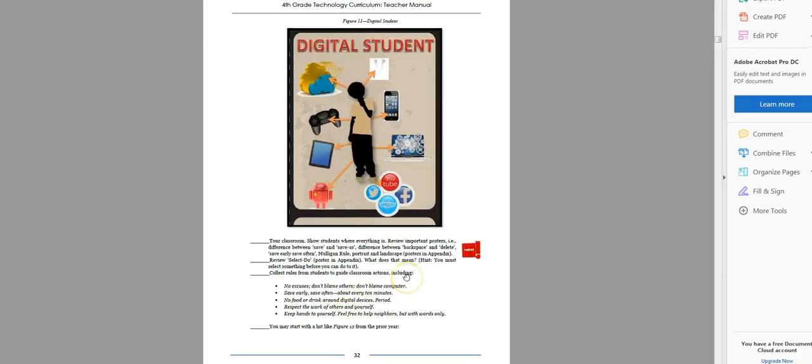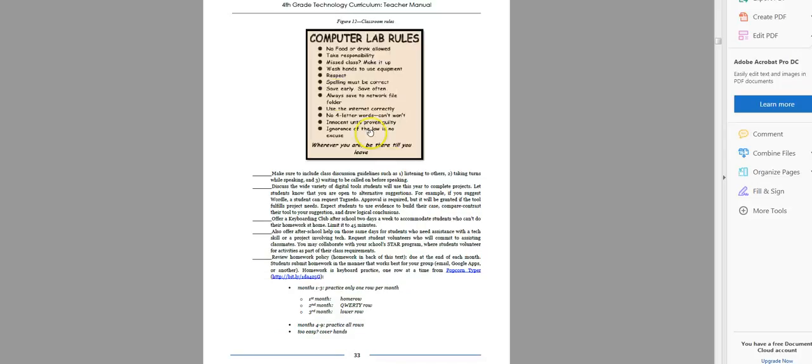No food or drink. You want that on the list, so remind them sometimes. What do you think of eating at your computer? What do you think of people who ate there and then left their crumbs all over the keyboard? So respect the work of others. Save early, save often. Some of these you want on the list. The rest, you want the students to come up with themselves.